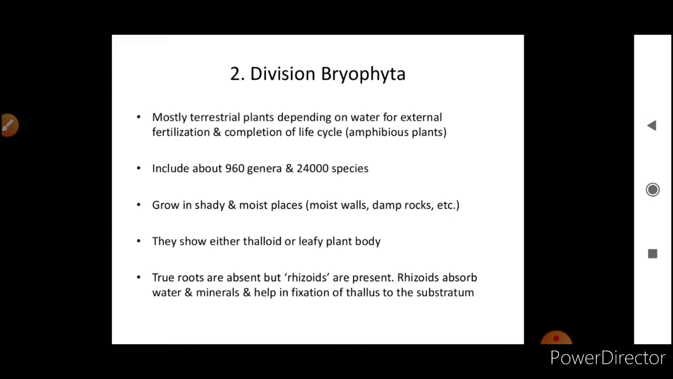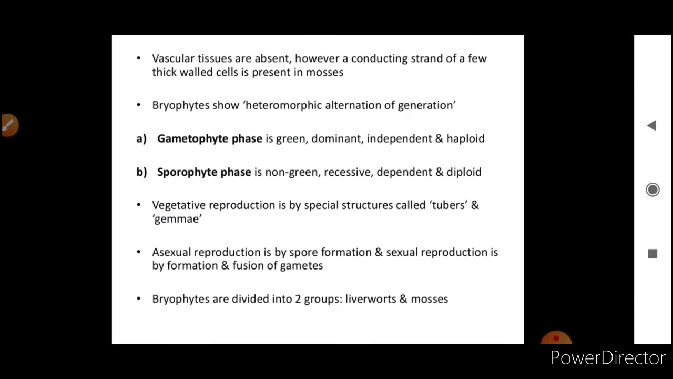This point we have already discussed, that these rhizoids are hair-like structures, and they help in the attachment of the thallus or the leafy structure with the substratum, with the rock or anything on which this bryophyte is present. Now vascular tissues are completely absent in bryophytes. However, a conducting strand of a few thick walled cells is present in mosses.